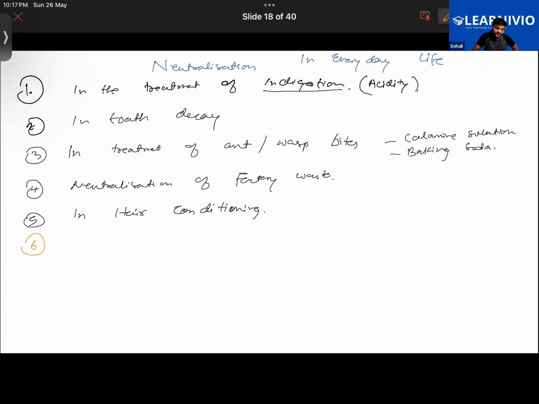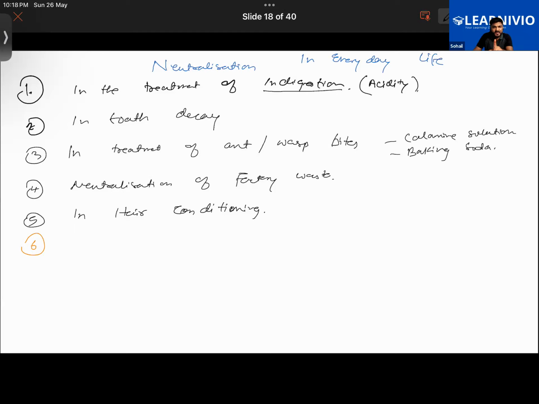Even in the treatment of soil it is used. You guys know about this. In soil treatment also, a neutralization reaction occurs. For example, you know that plants generally grow well in neutral soil. Therefore, plants will not grow well in the soil if it is too acidic or too basic. For example, the excessive use of chemical fertilizers usually makes the soil very acidic.